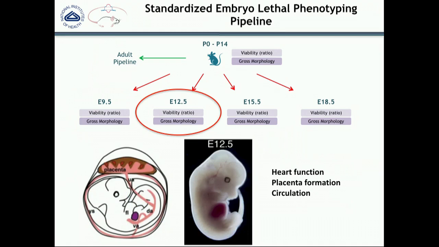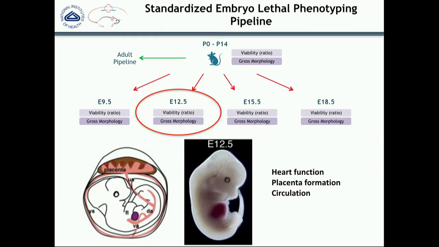Whereas when you look at 12.5, the types of defects that you find in those embryos, oftentimes if lethality is found at that stage, it's generally due to poor heart function or poor circulation, placental formation, and other types of defects related to the very beginning of the heartbeats, because those are the stages between 9.5 and 12.5 when that is all beginning to come online for the embryos.